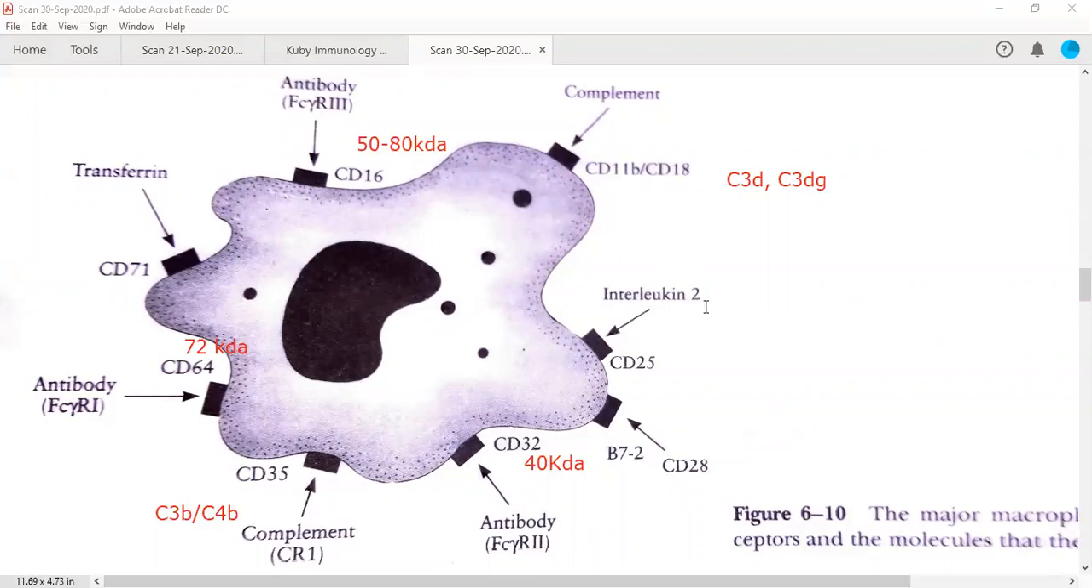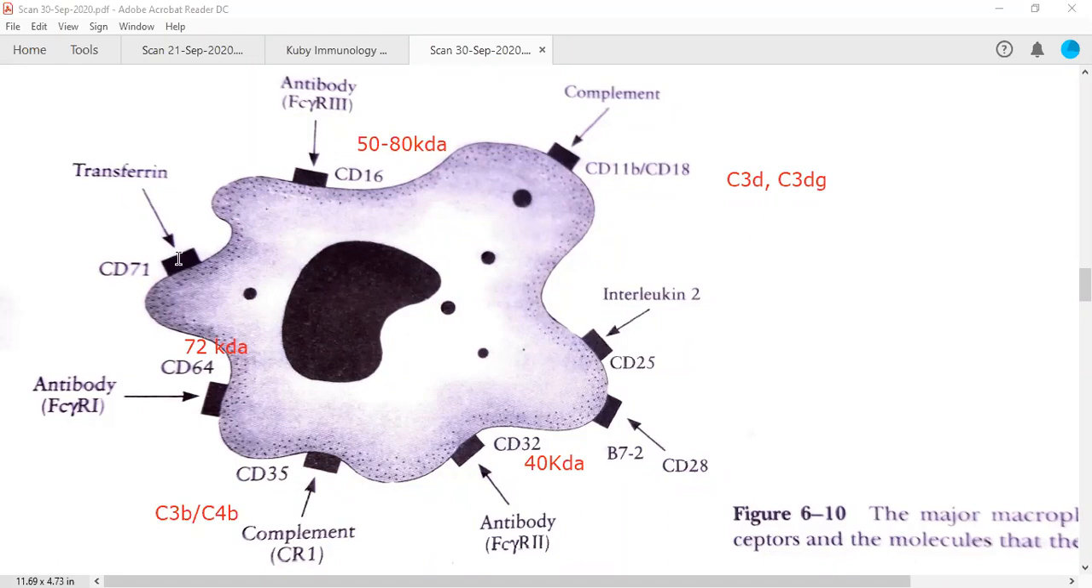They also have a receptor for interleukin 2. As I told you, after antigen presentation, they will activate the T helper cells. These T helper cells will secrete interleukin 2, which will bind to other macrophages which are still not activated, and it can activate other macrophages also. So this is called CD25, which will bind with the interleukin 2 secreted by the cells of the immune system, so that it can activate more macrophages.